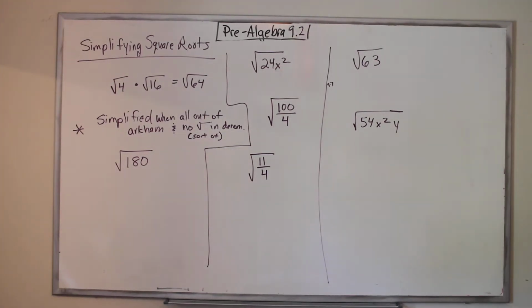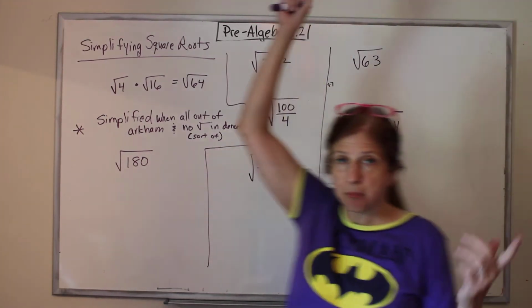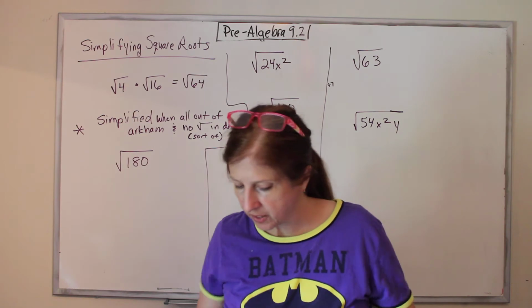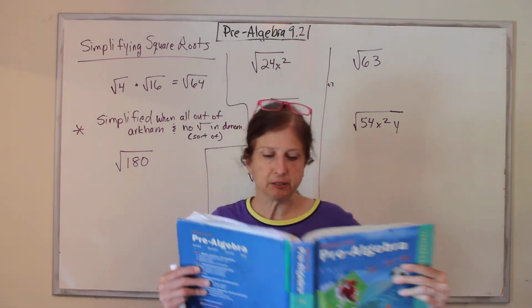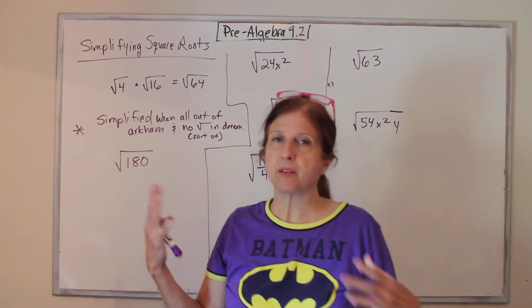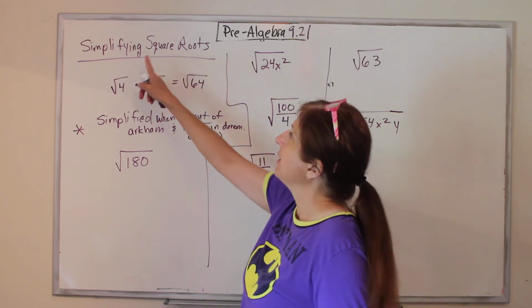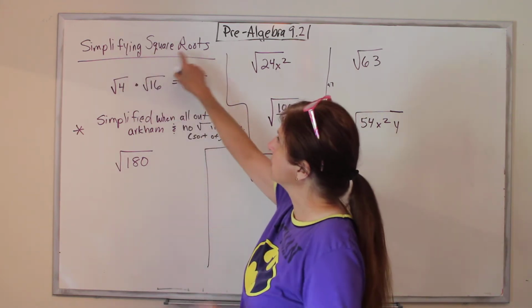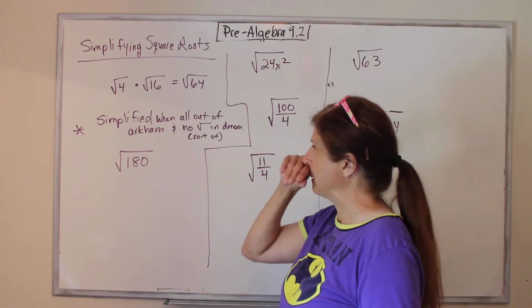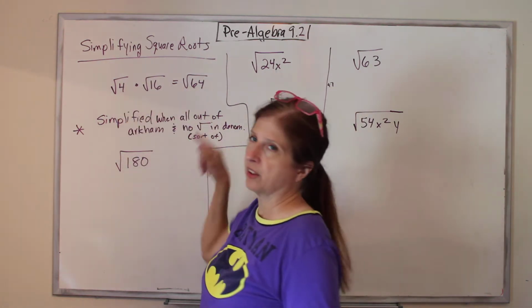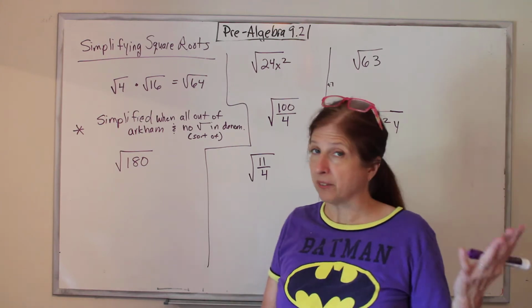Welcome back to Pre-Algebra, Chapter 9, Section 2. In this book, we've been talking about things being squared and square rooted, which I'm sure that's a word. And now we're going to talk about simplifying square roots. So here's an example of just a couple of things before we talk about what is a simplified square root.